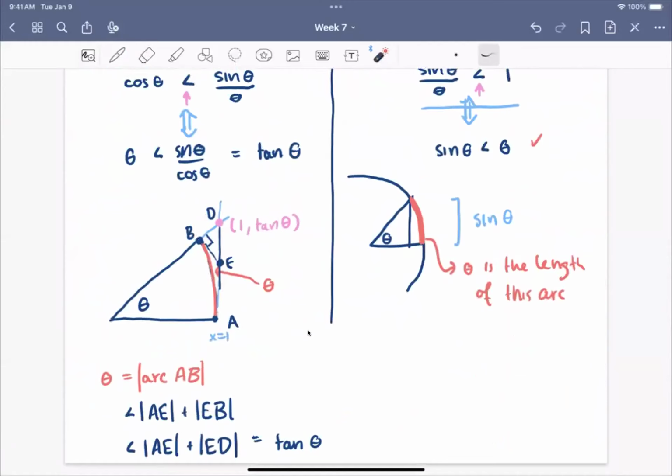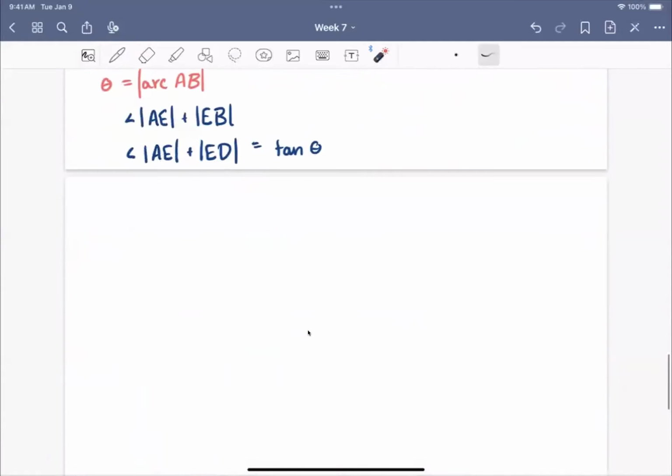So let's now switch gears from doing all these proofs and do some examples. So let's do an example here.